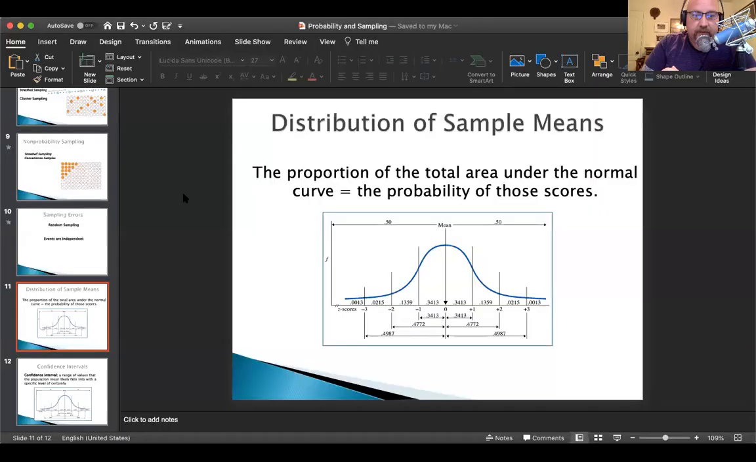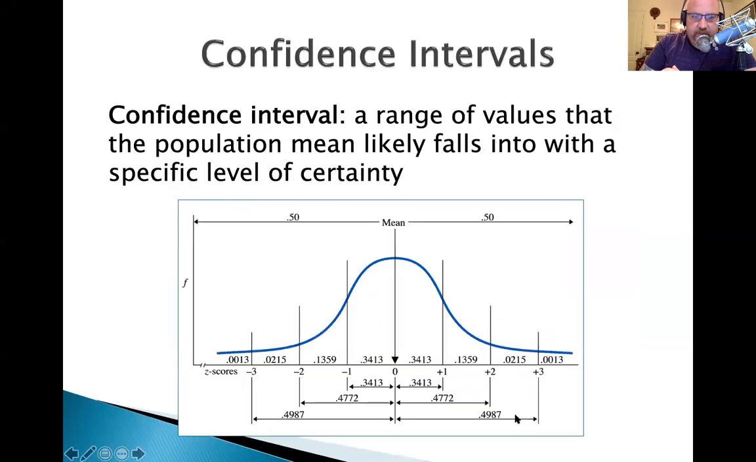Okay, now the last thing for this chapter, after talking about the distribution of sample means, which we'll revisit again, is something called a confidence interval. This gives you a range of values, like it says here, that the population mean is likely to fall into with a specific level of certainty.